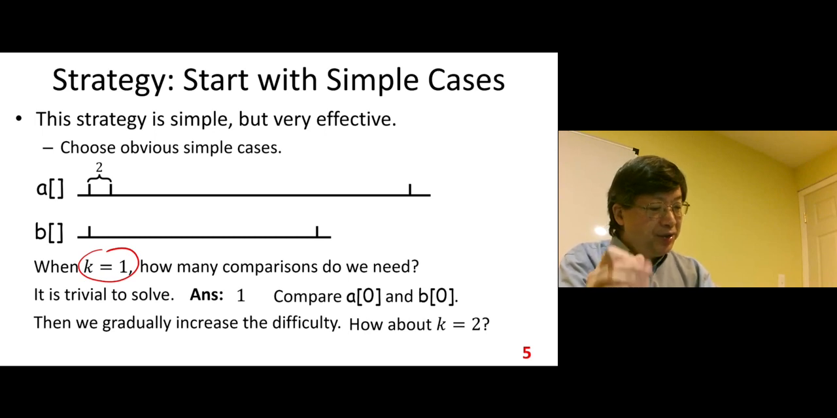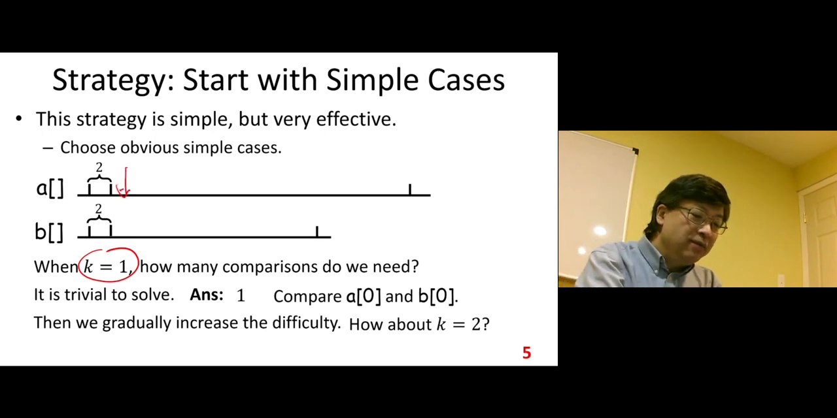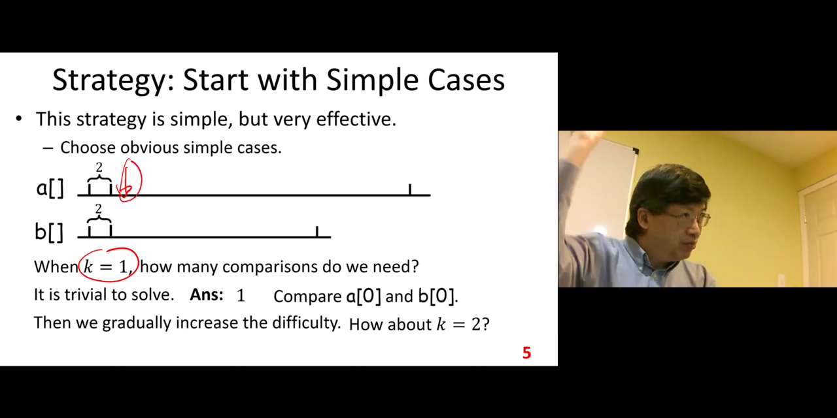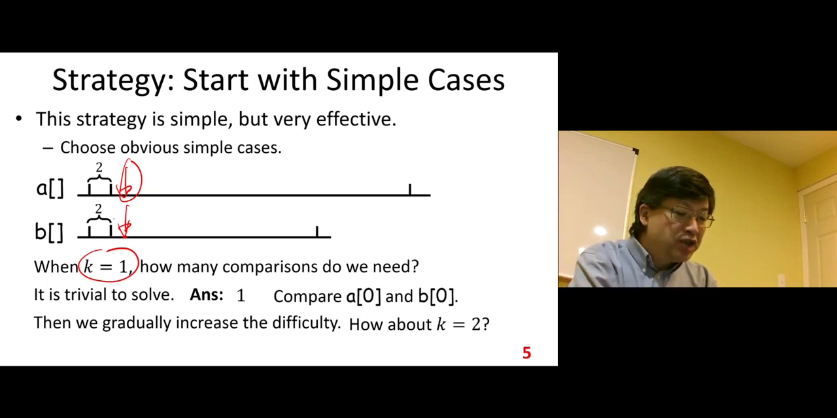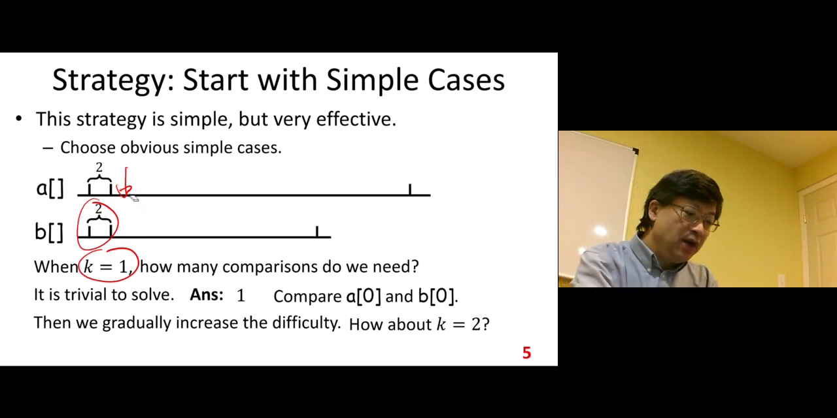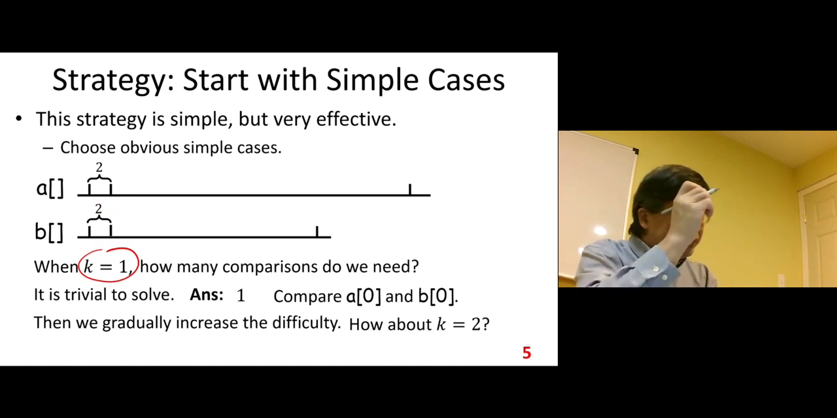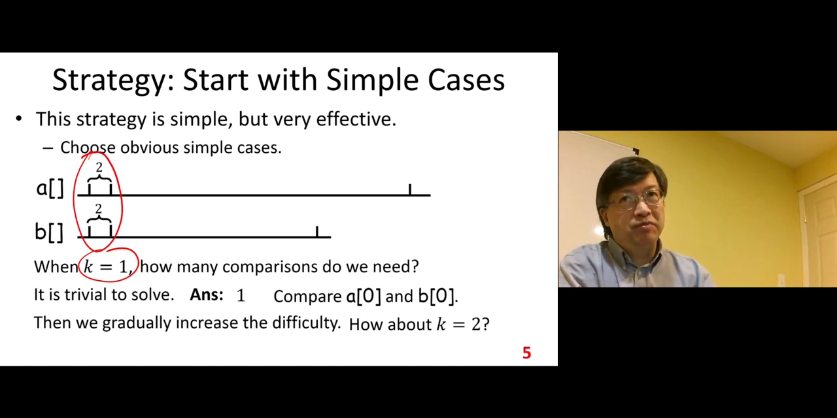Okay. 2 elements in A array and 2 elements in B array. We don't need to consider the third one, right? Because k equals 2, definitely this third one is out of the consideration. And we don't need to consider the third one in B array because it already beats 2 other elements. So why do we need it? We just want to find the second smallest element. All right, so for this k equals 2 case, we only need to look at these 4 elements.